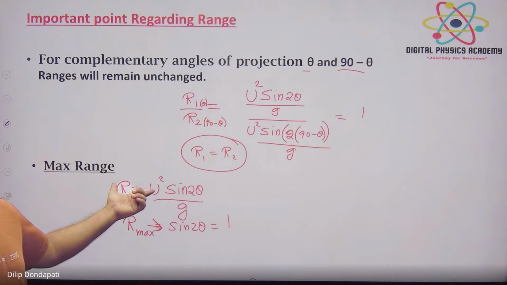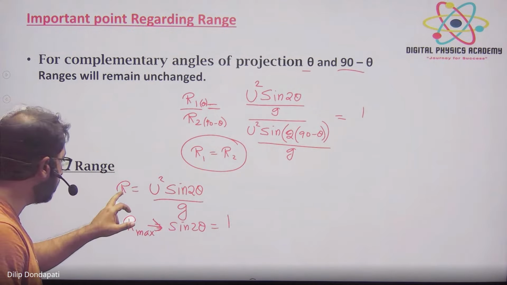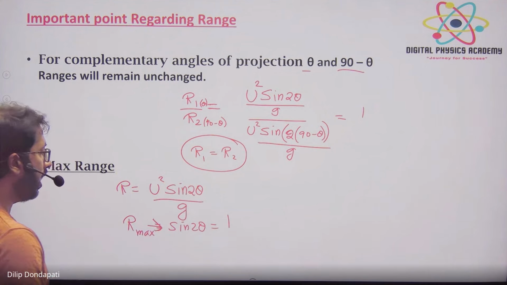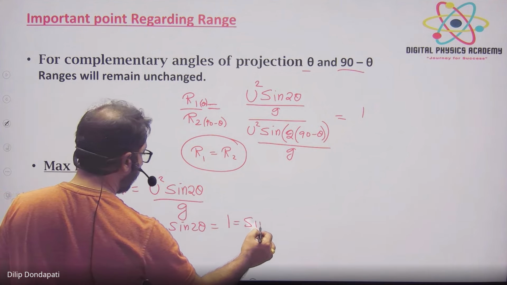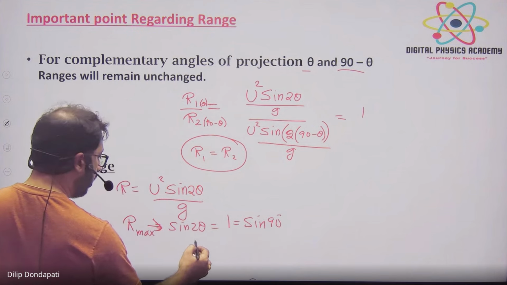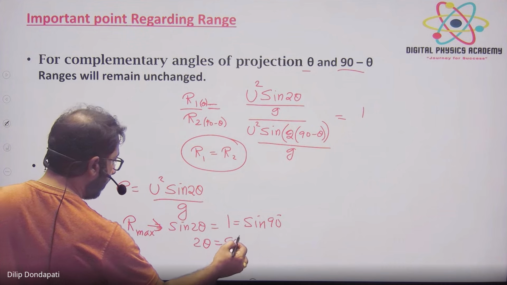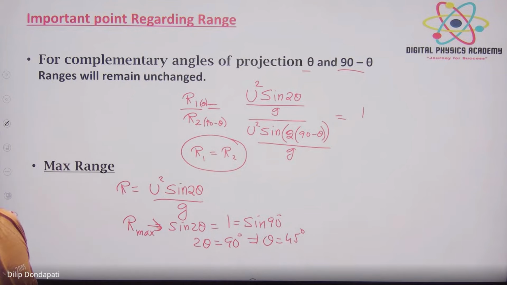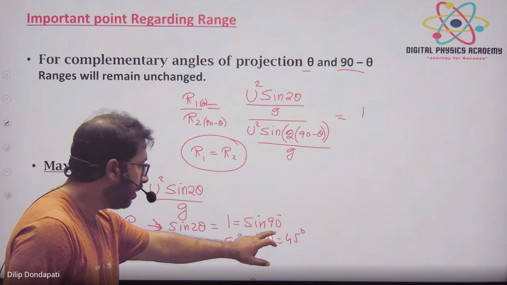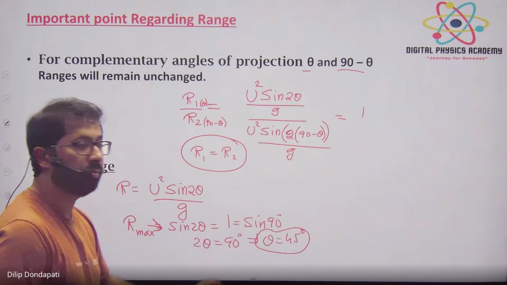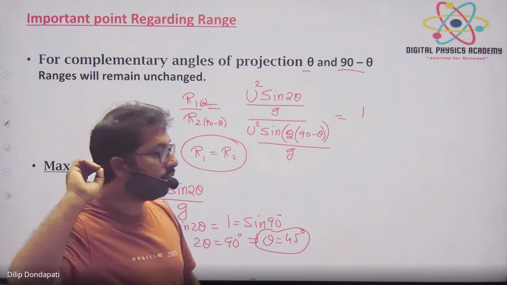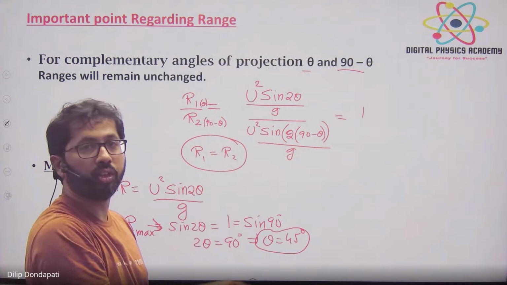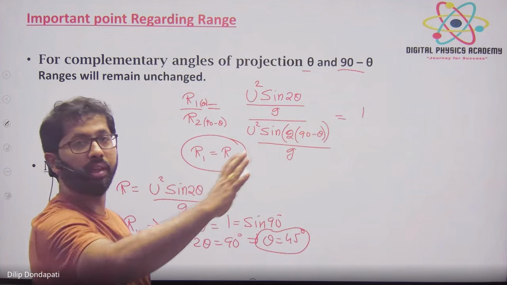I want to find range maximum value. So range maximum value कब होगा? When sin 2 theta is maximum. And the maximum value of sin 2 theta is 1. 1 को I can write as sin 90. That means 2 theta is equal to 90, implies theta equal to 45 degrees. Okay, that means at 45 degrees the range is maximum. मतलब अगर you want to throw an object, if you throw at exactly 45 degrees with the horizontal, the range will be maximum.